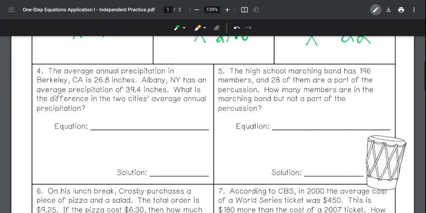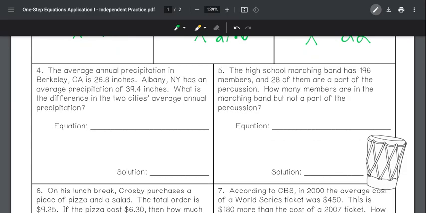Number 4, the average annual precipitation in Berkeley, California is 26.8 inches. Albany, New York has an average precipitation of 39.4 inches. What is the difference in the two cities' average annual precipitation? Okay, so right now, we're looking to figure out our difference. So I'm going to take my bigger number minus my smaller number to figure out our unknown x value. So our equation is going to be 39.4 minus 26.8. And that will give us x.